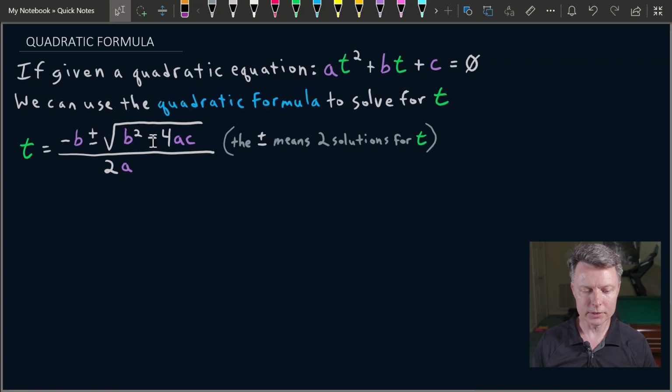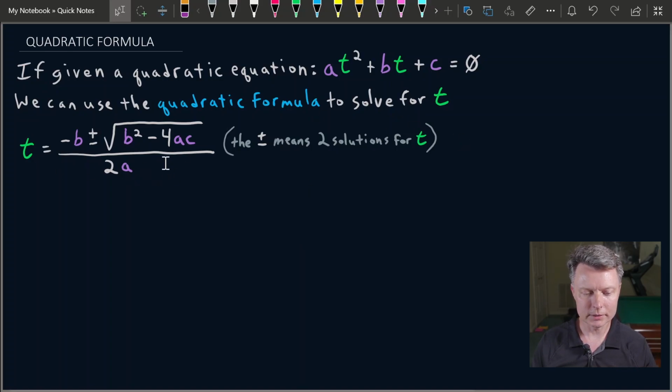So if you add this part, then that'll give you a solution for t. And if you subtract this part, that'll give you another valid solution for t, but it'll be a different solution. And so the plus minus means that there are two solutions for t that exist. So how does that relate back to what we were trying to get with the t0 and t1 parameters for our ray that's intersecting a sphere?